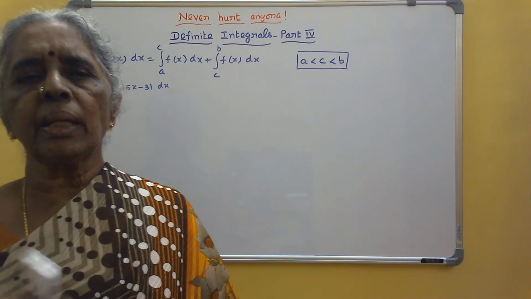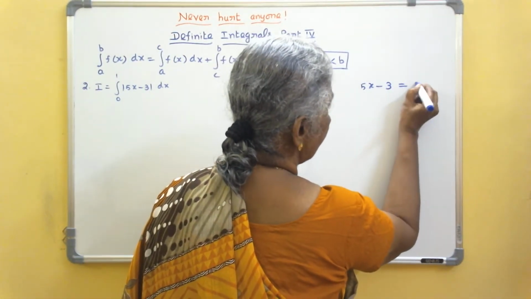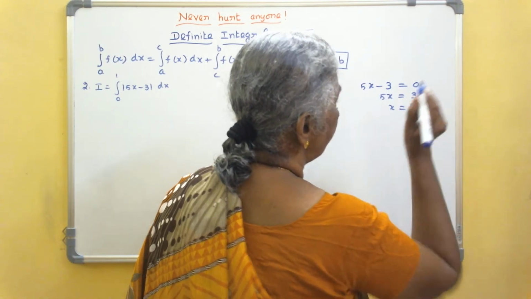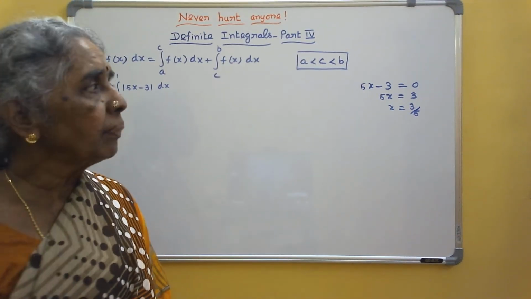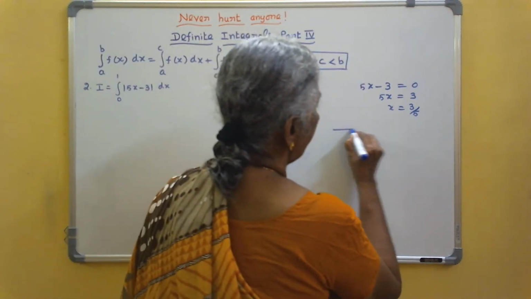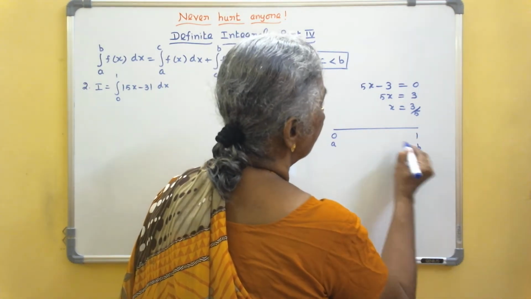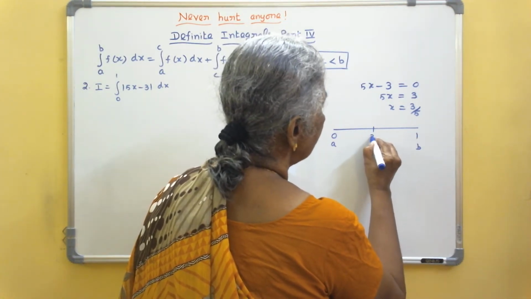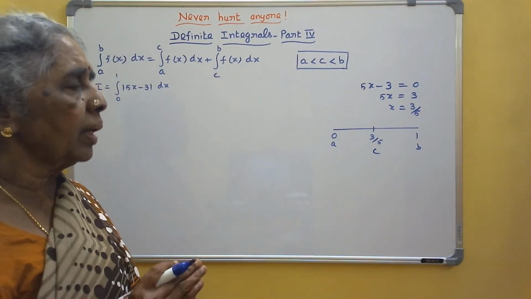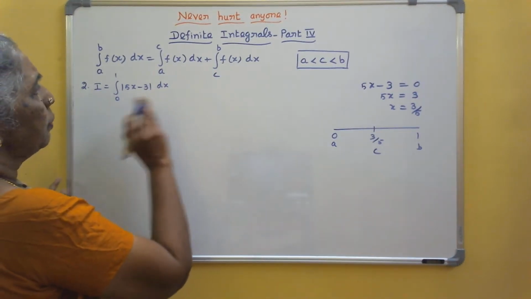Equate what is within the modulus to 0. So you are having 5x minus 3 equated to 0. 5x is 3, so x is equal to 3 by 5, right? So that will be your c now. Now let us have a number line, okay? Write the a here, this is a, write the b here, and this is your c, which is 3 by 5. Okay? So now, using this property, we are going to write it as, okay?